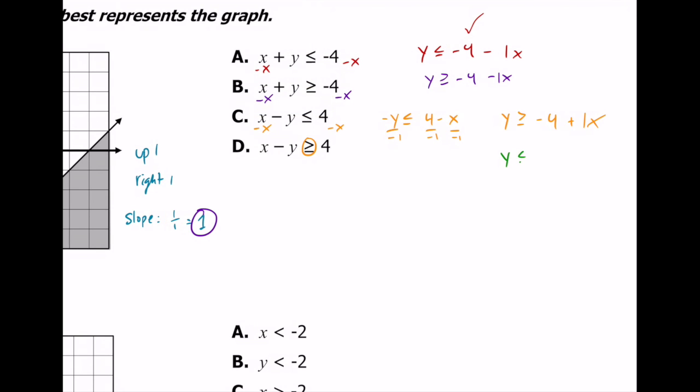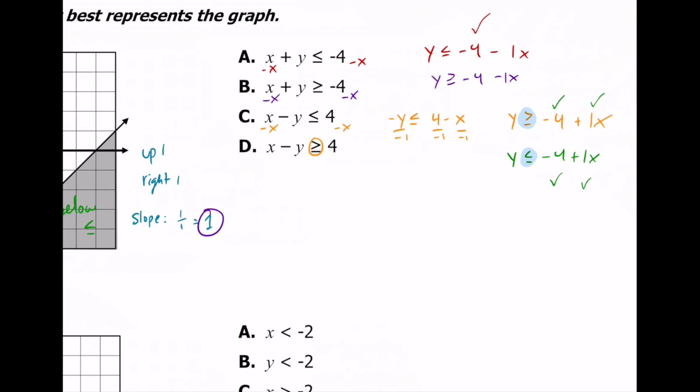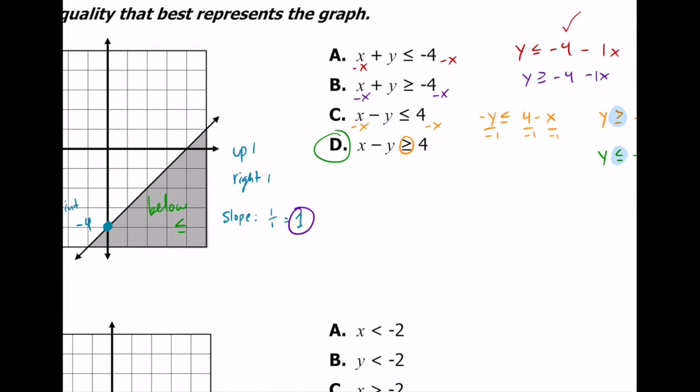So it's going to end up looking like this. So this has the correct y-intercept and the correct slope, but so does this one. The key difference between them is the inequality symbol. So we know that this graph was shaded below the line, and if I want to shade below, that means my inequality symbol has to face in this direction. And option D has that.